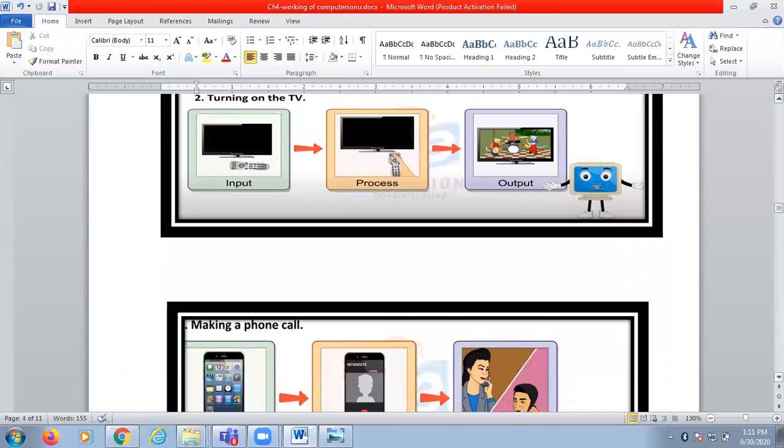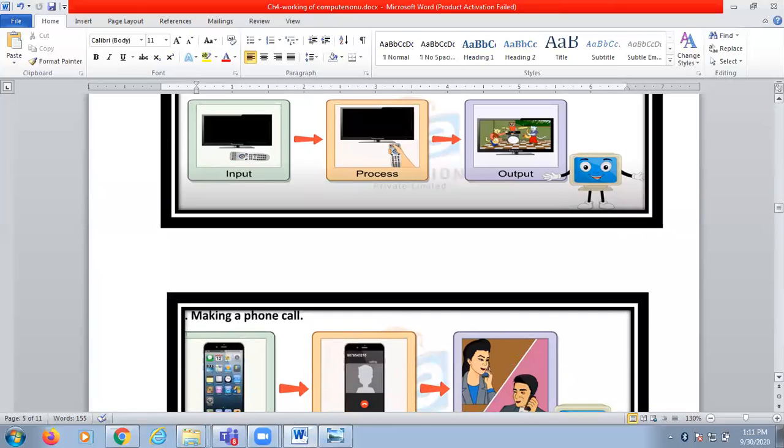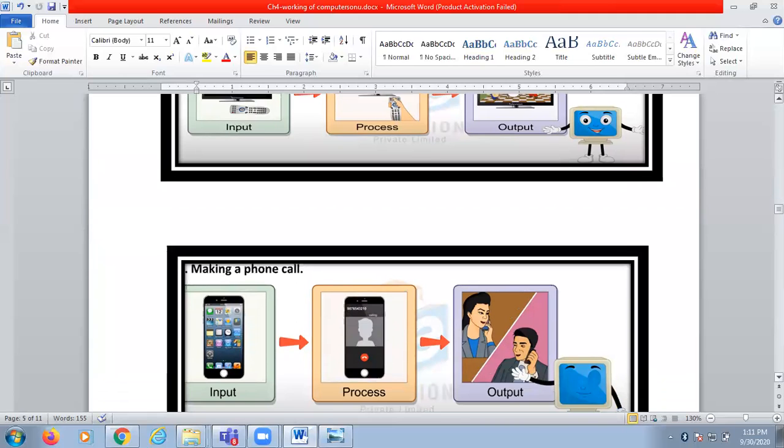Yes or no? Have you understood input, process, output? Let us take one more example. If I want to make a call to my friend, if I want to talk to my friend, and if you all want to talk to your friend, what will you do? What would be your input? Your input would be the phone. Process is dialing the number of your friend. Output would be the result. That means the result is the talking, the chit chat you are doing with your friends. That is the output.